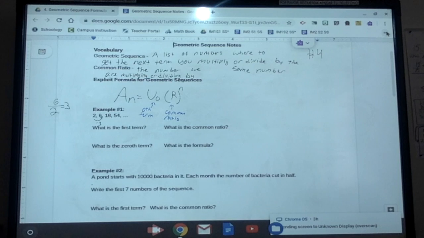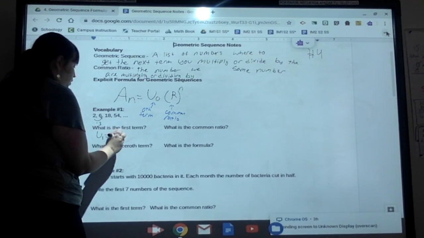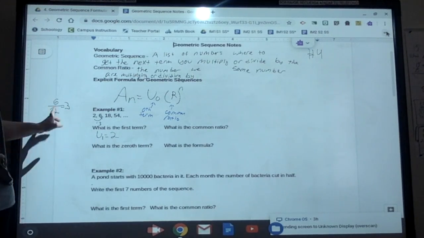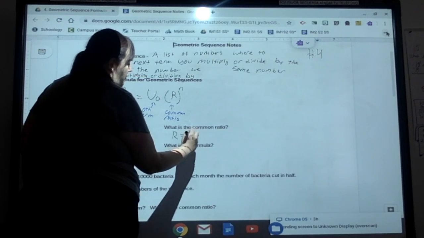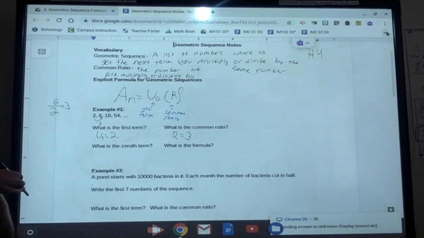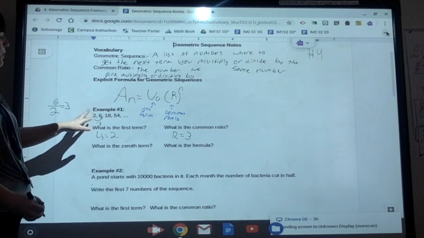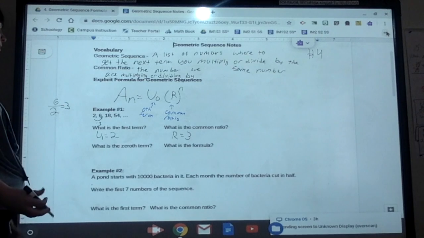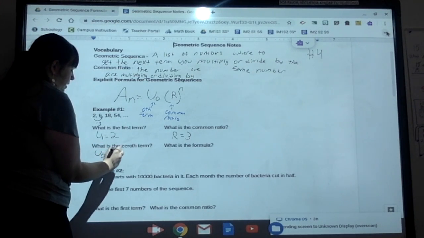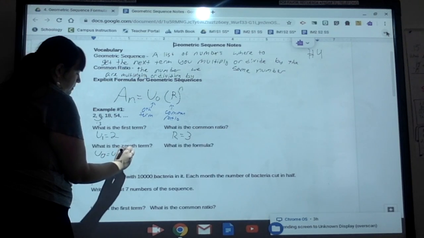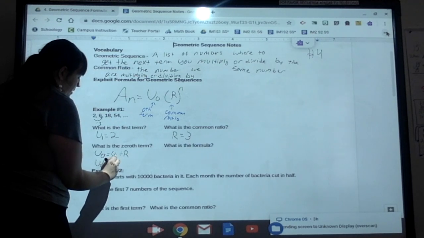So let's work our way through it. What is the first term? In this case, our first term was 2. Our common ratio we just found out was 3. So our r, in this case, is 3. The 0th term, to go backwards. If to go from here to here, I times by 3, to go backwards, I have to divide by 3. But here's the formula. To get the 0th term, you're going to take the first term and divide by your ratio. So in our case, the 0th term is 2 divided by 3.